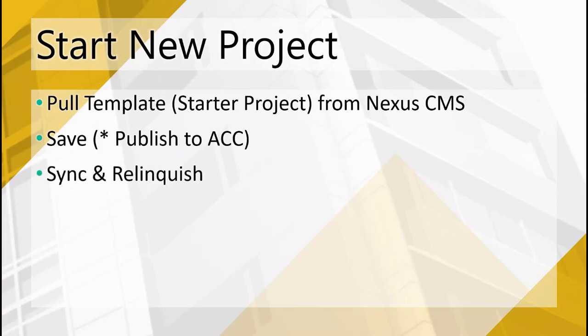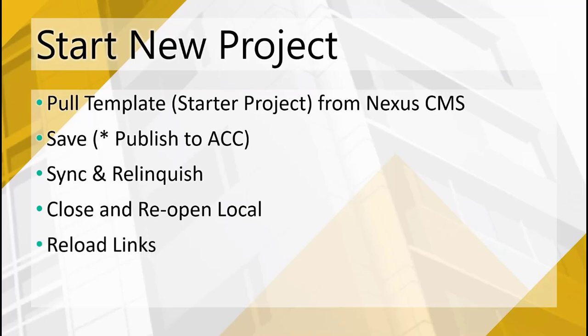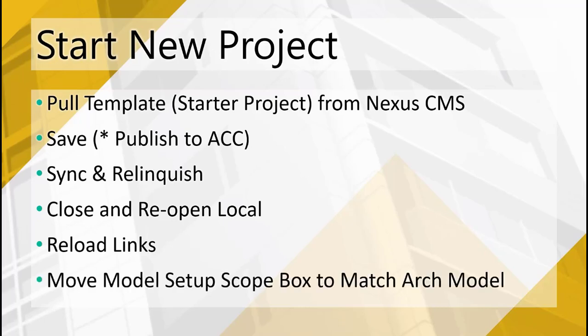At this point, I recommend that you synchronize and relinquish all the settings as the person who's establishing the model, shut it down and reopen it so you're actually working in a local copy like you should be. I'm going to be following all these best practices today as best I can. And then finally, we're going to do some reloading of links, specifically the architecture model. And we're going to modify where the project model setup scope box is, the overall building model, so we can match whatever the architectural model position is. We're going to talk about some best practices there.